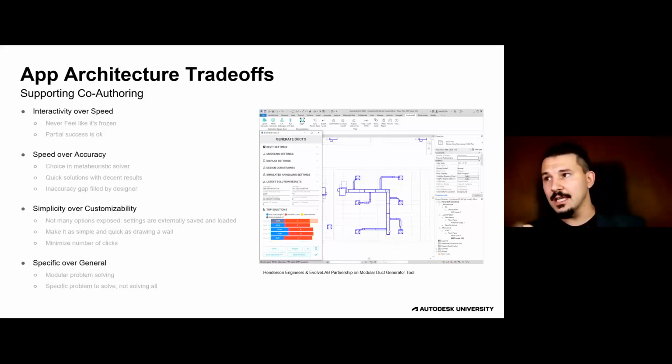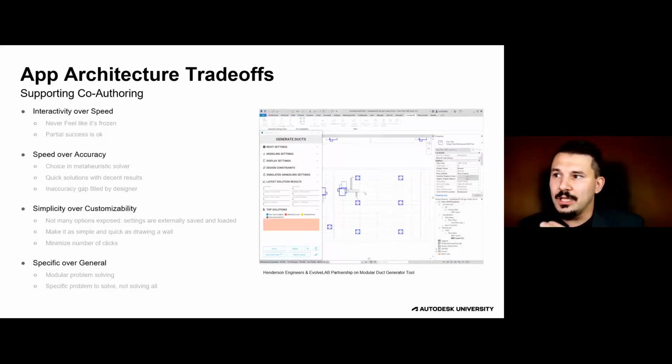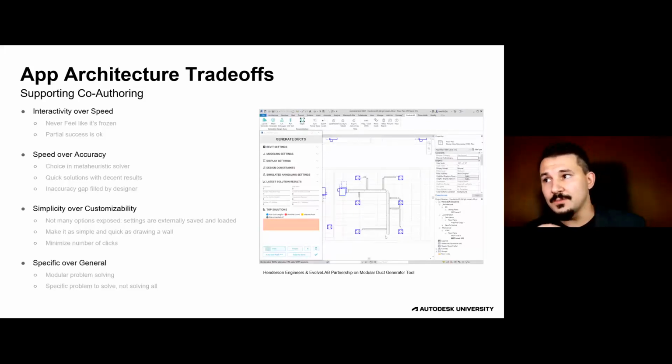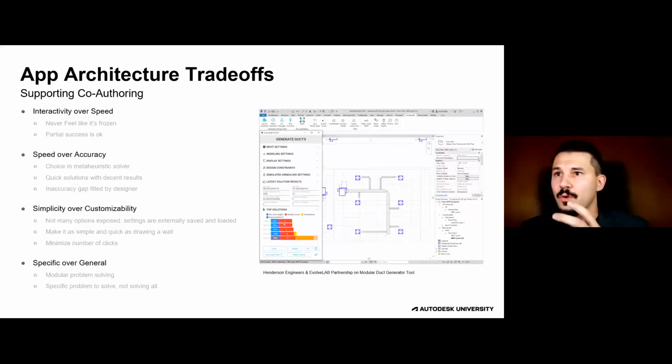Speed over accuracy. This really played a hand in our choice of the generic solver, the metaheuristics solver, where we needed something really fast right away that has a decent result that's pretty good. We did that at the cost of not using the perfect algorithm that does the best of the best, because we wanted that interactivity to be there. We wanted the user to co-author with the tool, so that if the solution is only 80% there, the user could fill that gap and fix it.